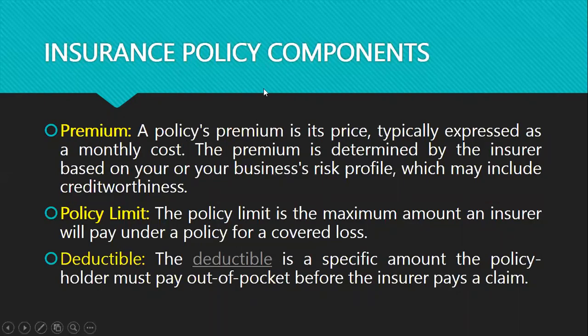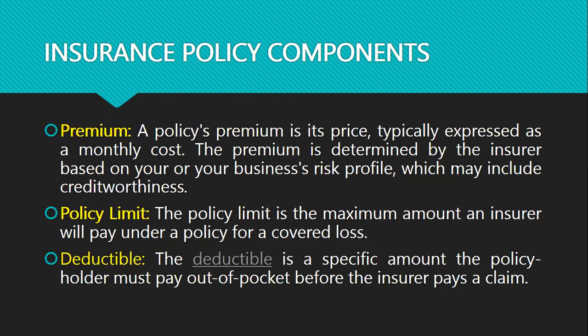But right now we're going to talk about insurance policy components, okay? The main components of an insurance. The first one is the premium. A policy's premium is its price, okay? How much does it cost? It's typically expressed as a monthly cost. So that means that the premium is the amount of money that people are going to pay each month to make sure that they have all the benefits of the insurance policy.